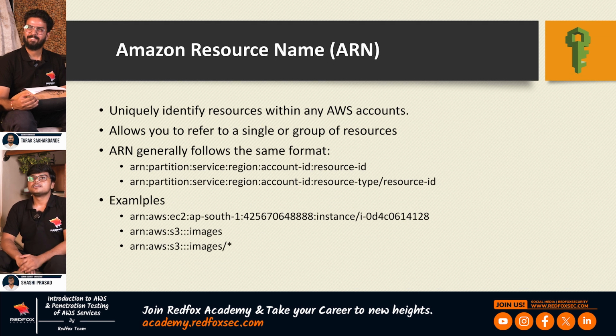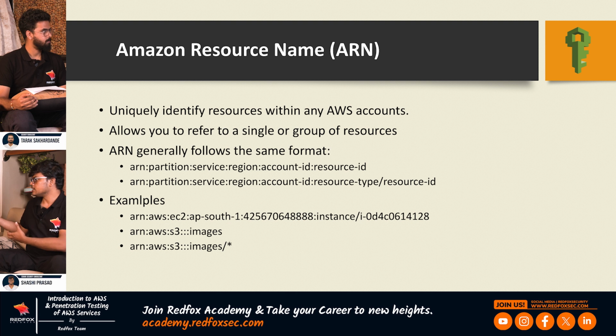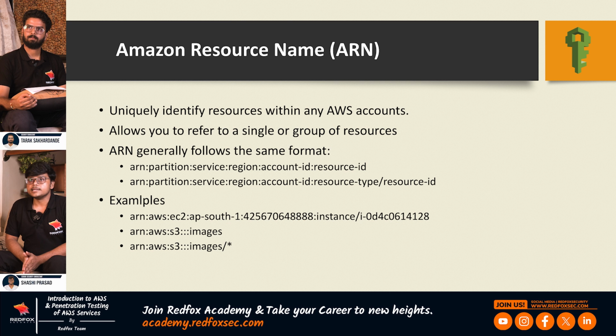Right. So now let's talk about Amazon Resource Name, short for ARN. ARN basically identifies a resource. There are lots of resources in AWS, right? So how can you uniquely identify them? You can uniquely identify using ARN. ARN is just a string which uniquely identifies a resource in AWS, and it is used to refer to a single resource or a group of resources.